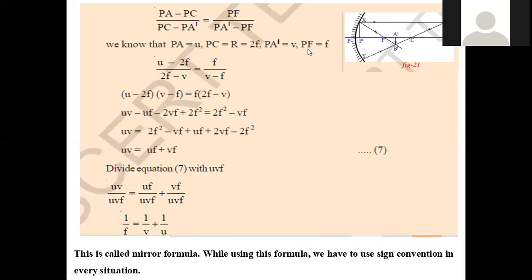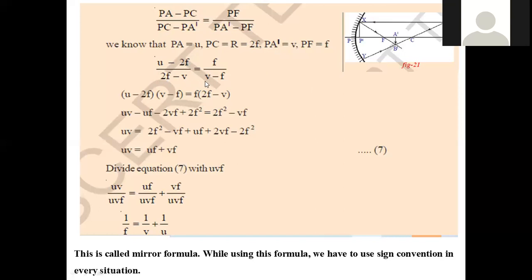U minus PC, PC is equal to what? 2F. So U minus 2F can be inserted. PC means 2F minus PA prime, which is V. So (U minus 2F) by (2F minus V) is equal to PF by PA prime. PF value is F, and PA prime is V. Then PF is equal to F, so F by (V minus F).